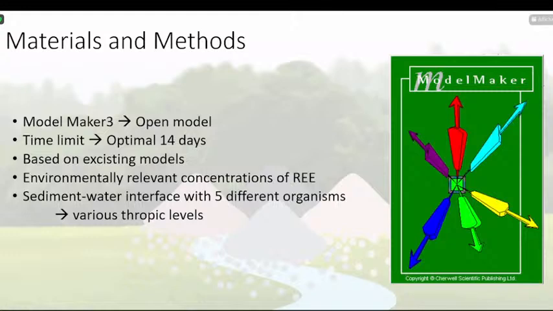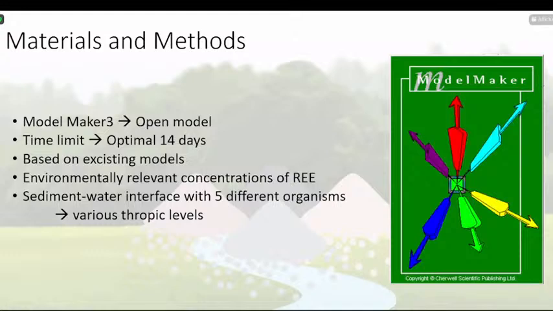So this means that doing the chronic dyspnea experiment, for example, which is 21 days, I can't fully incorporate the data. My current model is based on existing models that are not necessarily related to rare elements, but for example, to copper or just in general prey-predator relationships. It considers, however, environmentally relevant concentrations of rare elements, because I'm still trying to predict the natural system.